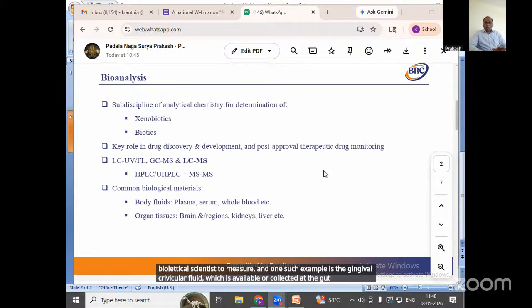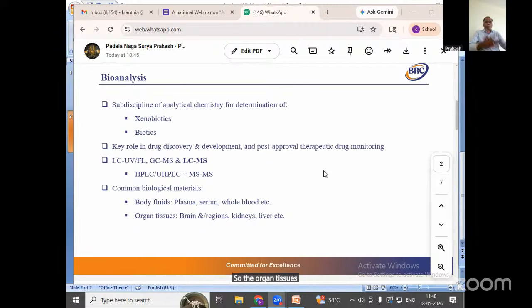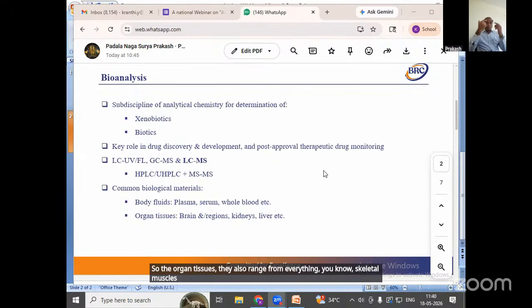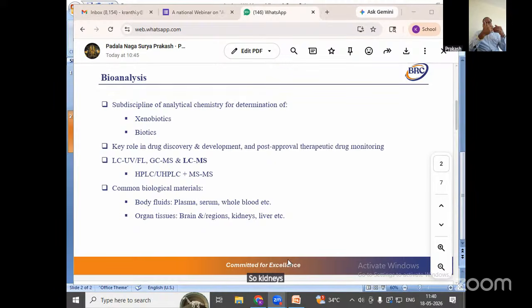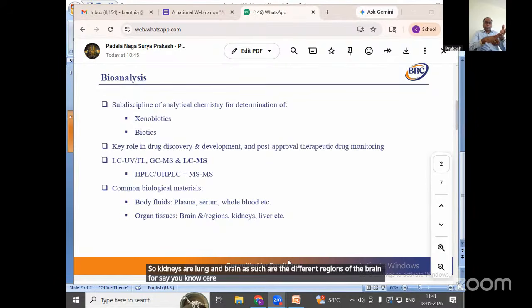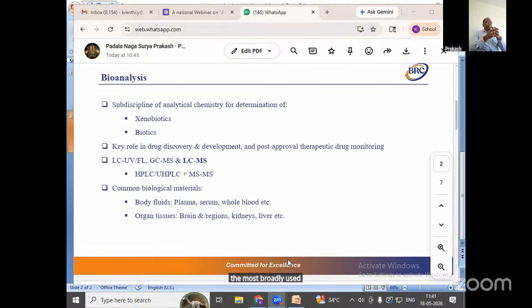The organ tissues also range from everything: skeletal muscles, your skin, eyes, kidneys, lungs, and brain as such, or the different regions of a brain, for say, cerebellum, frontal cortex, thalamus, hypothalamus. So these are some of the most broadly used body fluids and organ tissues.